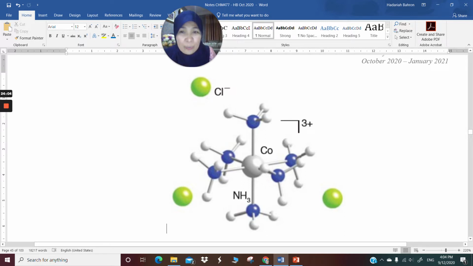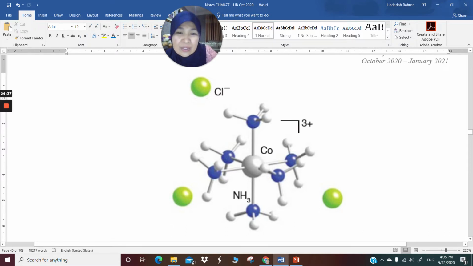Cobalt is initially cobalt 3+ because it reacted as cobalt chloride, CoCl3, and the cobalt is 3+. So the charge of the cobalt is carried through into the complex ion, and this whole complex ion has a charge of plus 3. Now, the charge of plus 3 will be neutralized, or countered, by the 3 chlorides: 1, 2, and 3 chlorides.